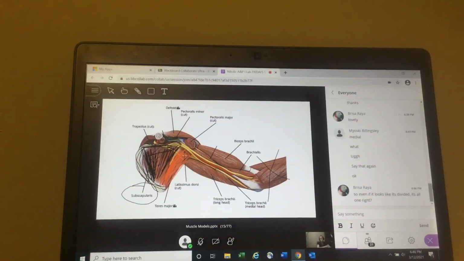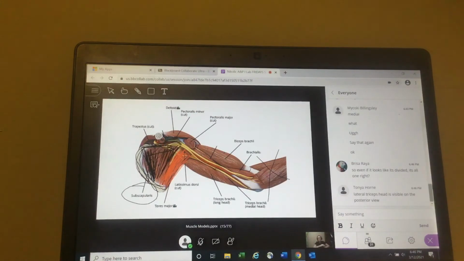So even if it looks divided, yes. Mm-hmm. And we're going to see that in the back where it looks super divided. It looks like there's a few of them together. Well, think about it like the deltoid. We've got 3 parts of the deltoid. We've got 3 muscles that make up the scalene. They're all just going to be considered one.